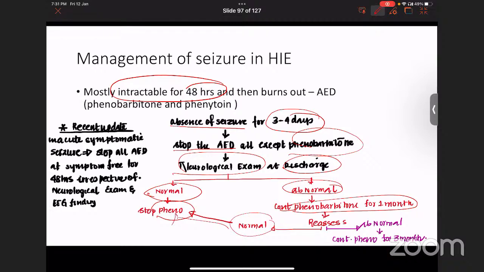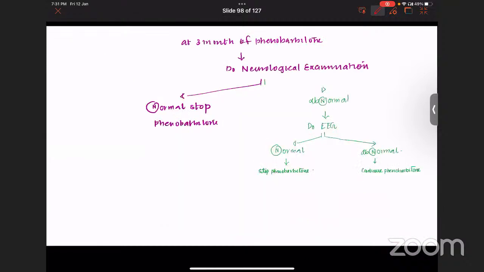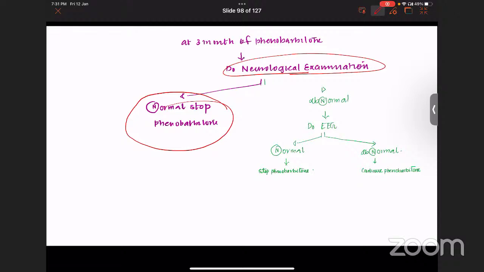But if even after that the tone is still increased, then you have to continue phenobarbital for 3 months. After 3 months of phenobarbital, the child has to come to the hospital again and you do a neurological examination. If it is normal, stop phenobarbital. But if the tone is still increased, what to do? At this stage you have to do an EEG. If the EEG is normal, then you stop phenobarbital.